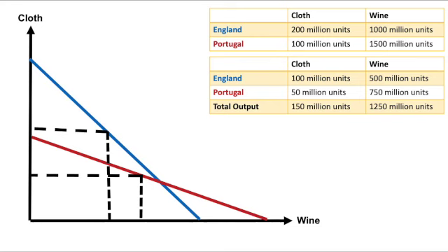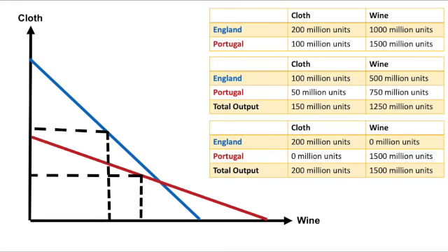So then total output would be larger, as we can see, because cloth is 50 million units more and wine is 250 million units more. So due to this greater output, again, it should help to reduce the price of these goods and help standard of living for both countries wanting to consume these goods.